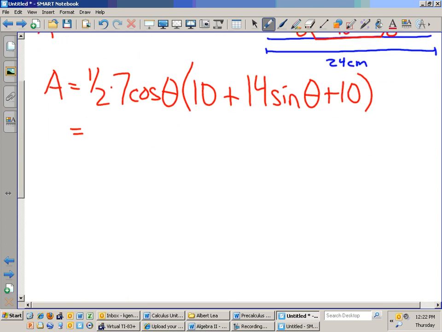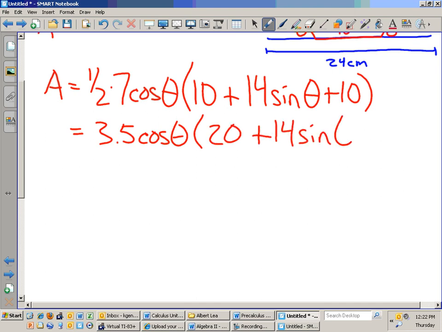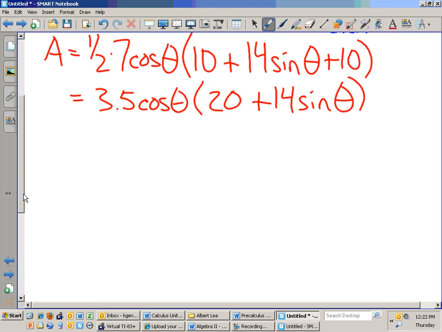So let's simplify this. 1/2 times 7 is 3.5 cosine of theta times 20 plus 14 sine of theta. So at this point, I could either use the product rule, or I could distribute and then just use the regular power rule. So let's distribute. I get 3.5 times 20 would be 70. 70 cosine of theta plus 49.